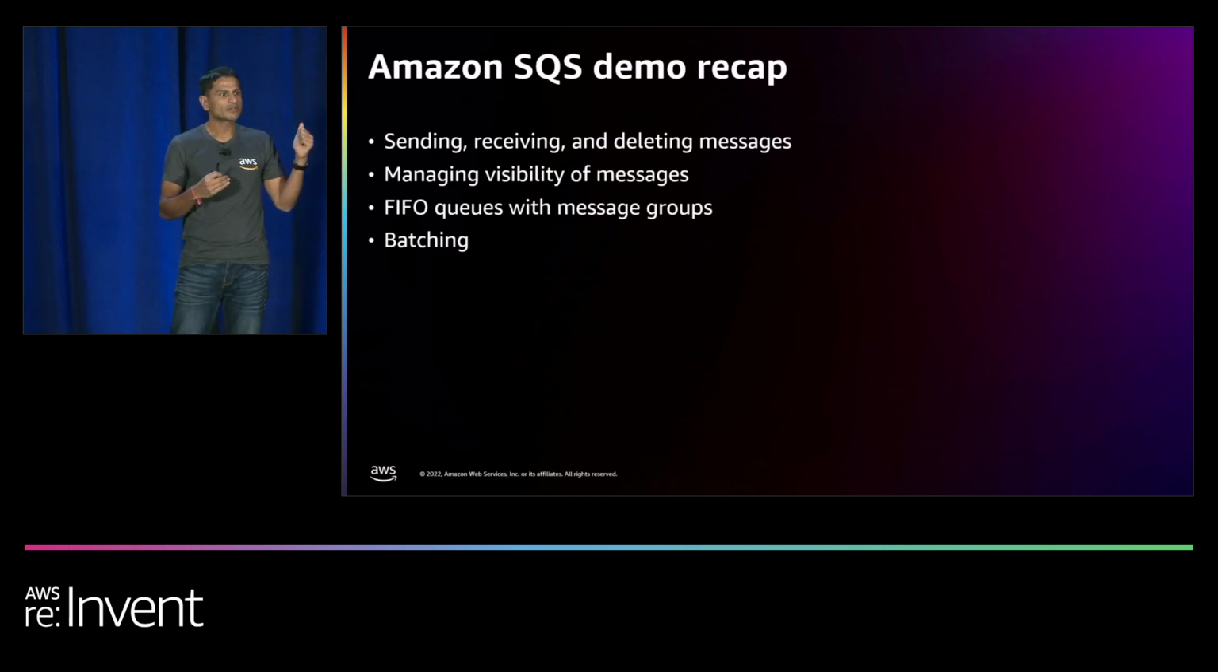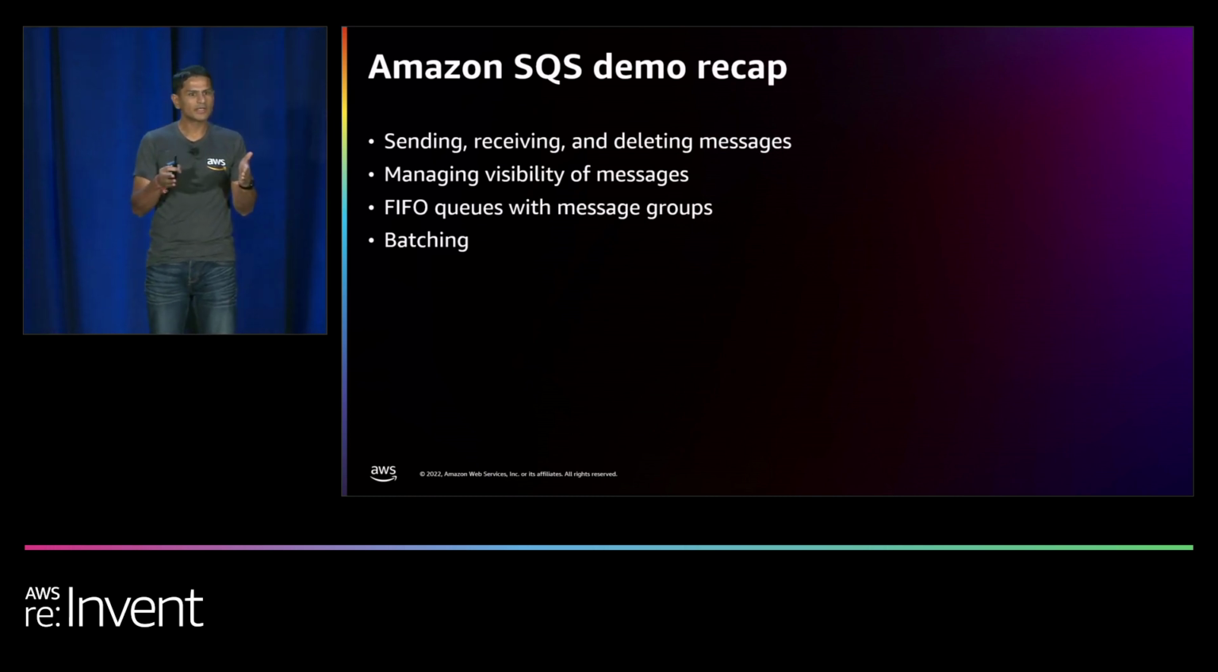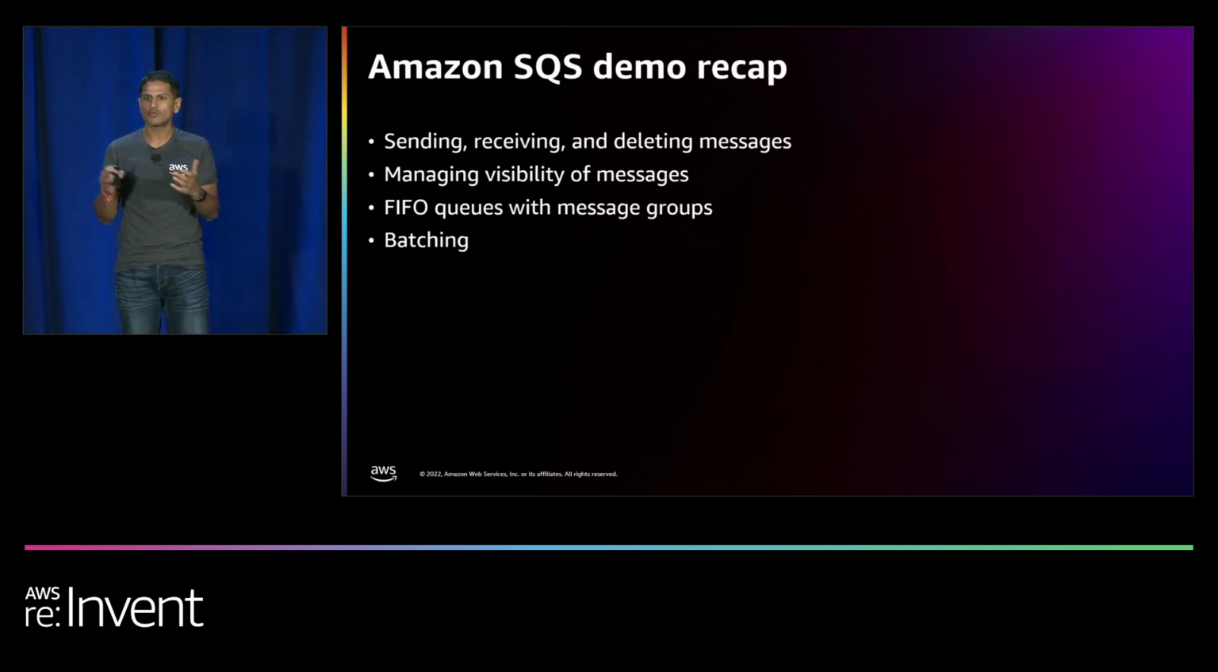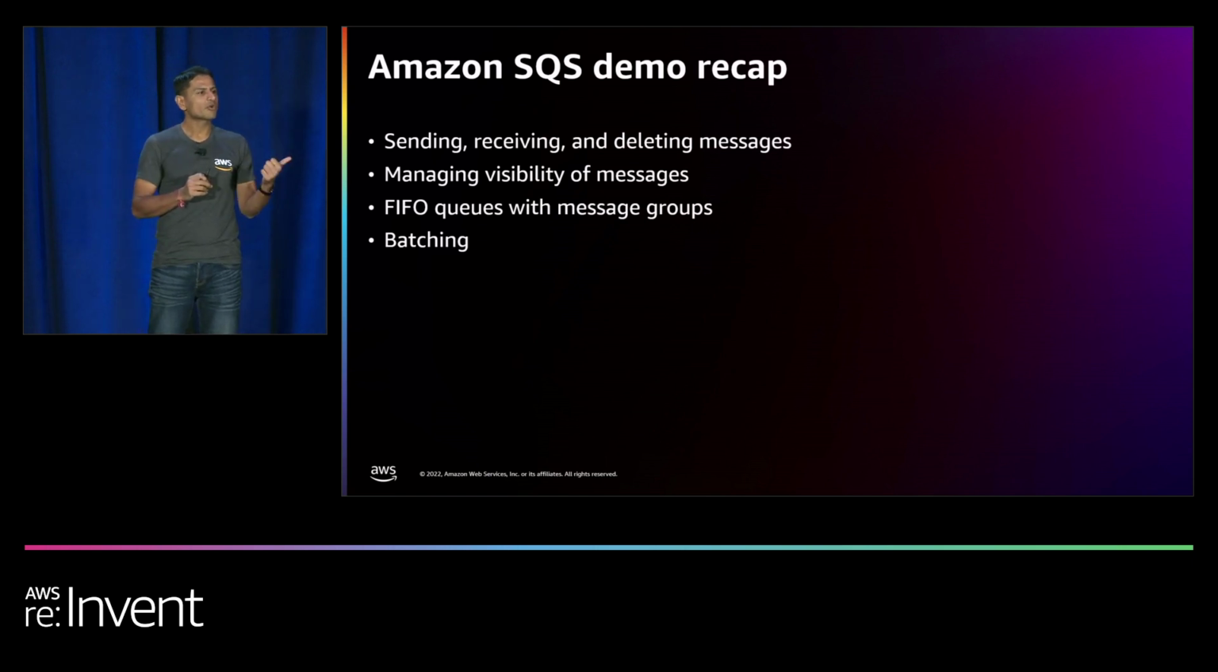We did talk about the FIFO queues with message group ID. That's another critical aspect that we have seen our customers taking advantage of when they need in-order delivery or sequential processing. And we briefly talked about the batching, that when you actually go and talk to SQS, you have an option to grab more than one message.